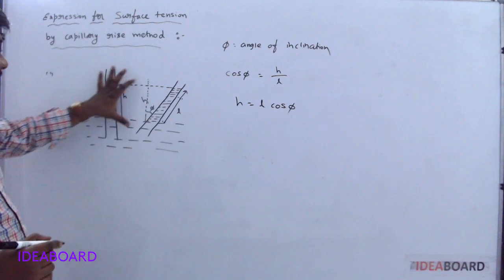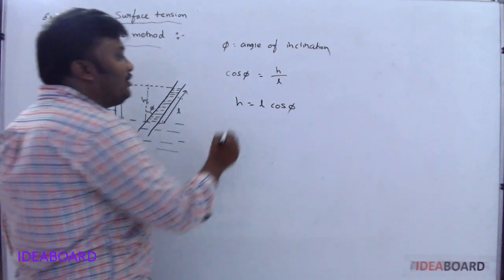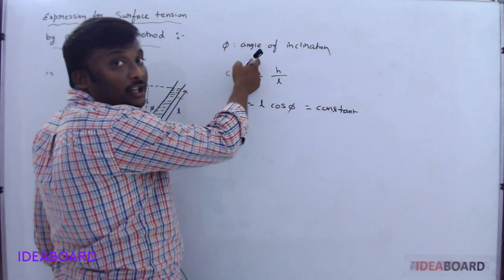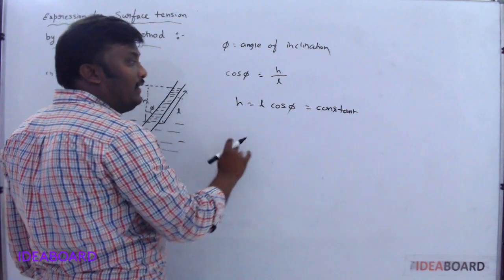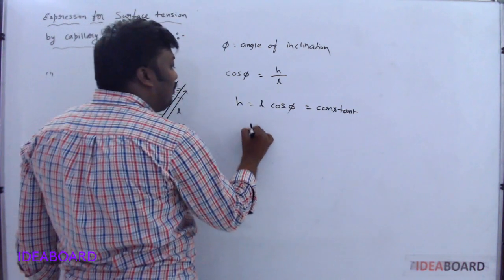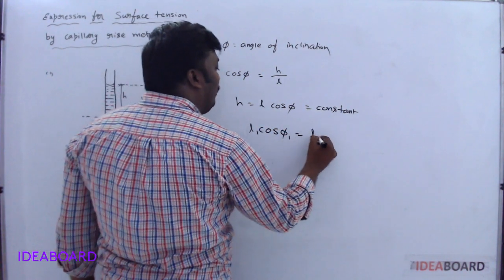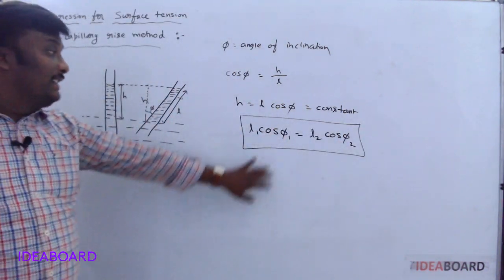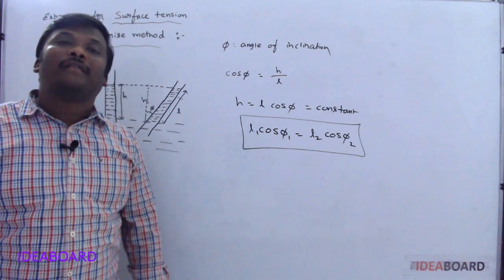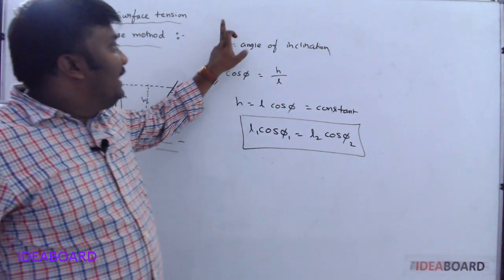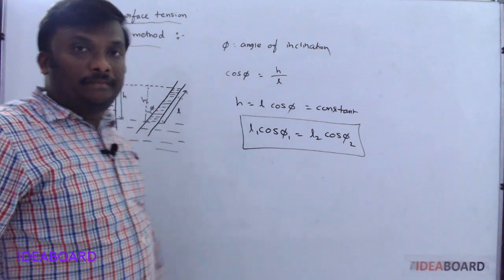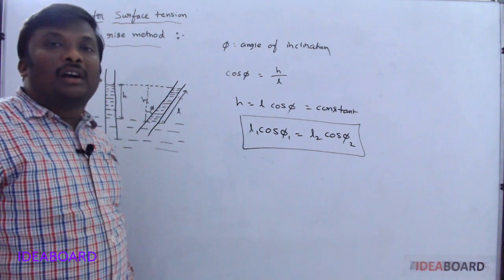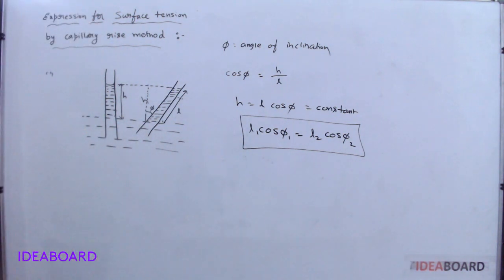And we said the height does not change. Whenever the height does not change, this value always remains constant. h is independent of the angle of inclination. Please keep in mind, h is always constant. It is independent of the angle of inclination. So, L1 cos phi 1 is equal to L2 cos phi 2. It is not theta, it is phi. Phi indicates the angle of inclination. h is independent of the angle of inclination. Okay, this is one of the important applications related to the capillary rise method. Clear?